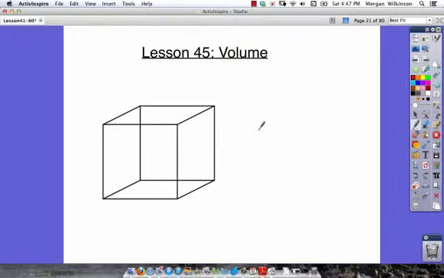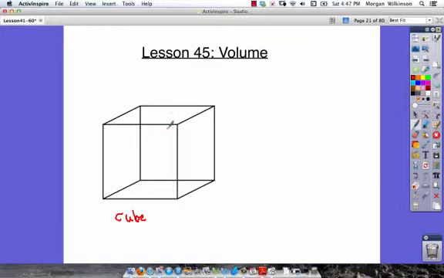Lesson 45 is all about volume, and whenever we're talking about volume we're going to be working with three-dimensional figures. You can see here we've got a cube. Now a cube, of course, is just a three-dimensional version of a square. So we've got the square on the front, square on the side, square on the back, square on the other side, square on the bottom, and a square on the top.